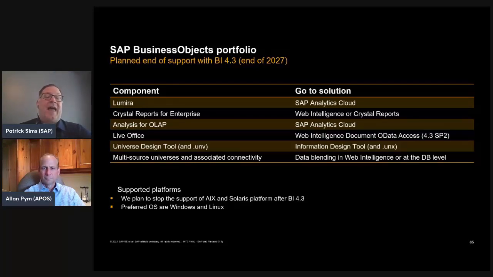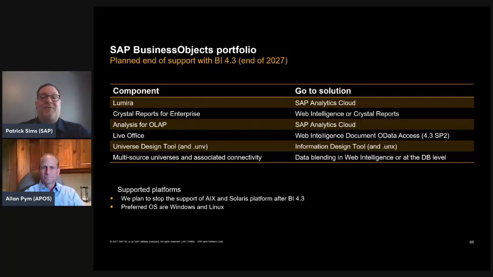And so with that, we have our natural go-to solution for some of these components. For Lumira, for example, and for those of you who were using Xcelsius and such, SAP Analytics Cloud is our natural go-forward. For Crystal Enterprise, it's obviously to move to Crystal Classic, or we've seen more and more, as the Venn diagram is closed between Webi and Crystal, that more people can use Webi instead of Crystal for some of those use cases. Analysis for OLAP, SAC, Live Office.